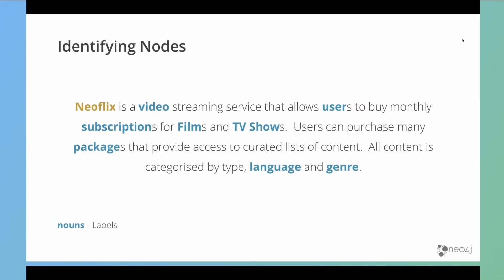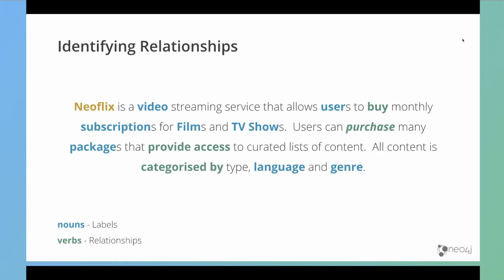The way we identify the relationships is to identify the verbs in the sentence. We don't have too many here at the moment, but we can see that a user will buy a monthly subscription, so I've got purchase there in green as well. This depends on the domain and what the business feels more comfortable with. But we can choose one of those terms, and I think I'll probably go with purchase in this case.